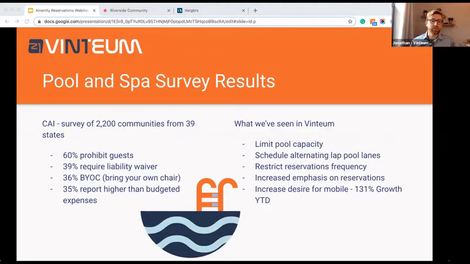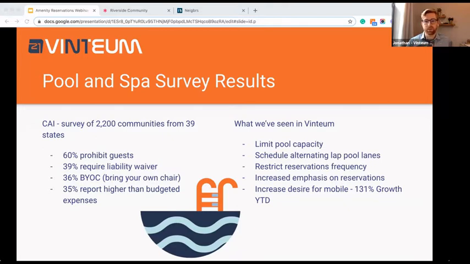Going back to this CAI survey that was taken of 2,200 communities from 39 states. Just some fun facts there you could read on your own, but some of the fun ones that we saw were, 36% are bring your own chair, and 35% higher than budgeted expenses. That aligns with the poll that we just took as well. We're seeing this from a lot of different folks that having to come up with all of these new tools is expensive.